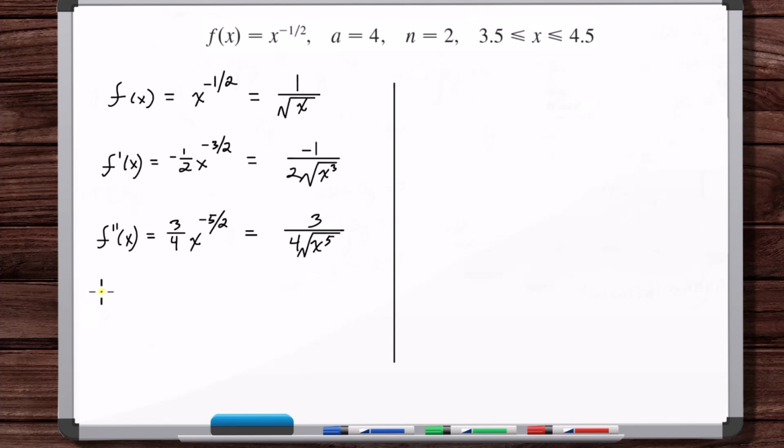However, we want to go one derivative past this, because we're going to be using Taylor's inequality. So 3/4 times minus 5/2 is minus 15/8, x to the minus 7/2.